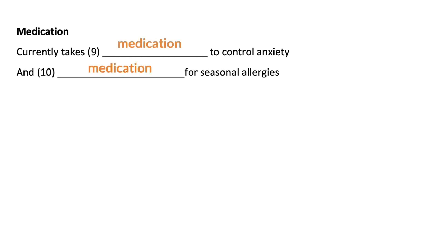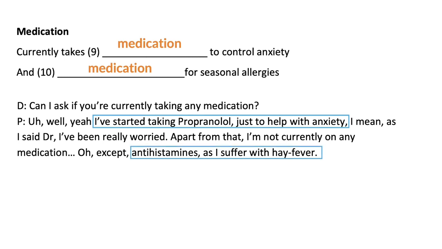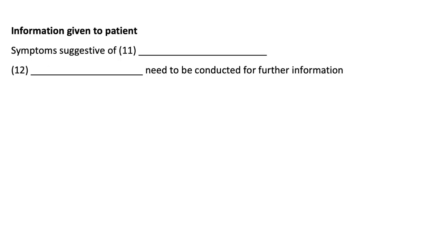You can even start to guess based on your own medical knowledge what medications are prescribed to control anxiety, what medications are prescribed for seasonal allergies. So you can predict even further here. And if we go to the transcript, the patient mentions propranolol for anxiety and antihistamines for hay fever. So those are our answers for these questions. Now let's take a look at another example. We've got information given to the patient, symptoms suggestive of.